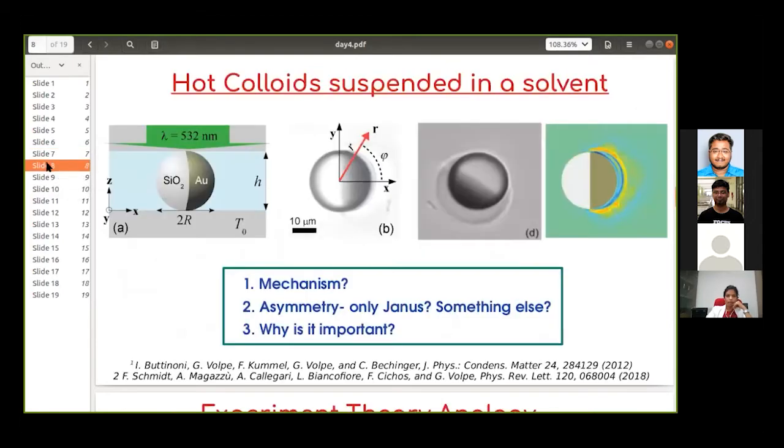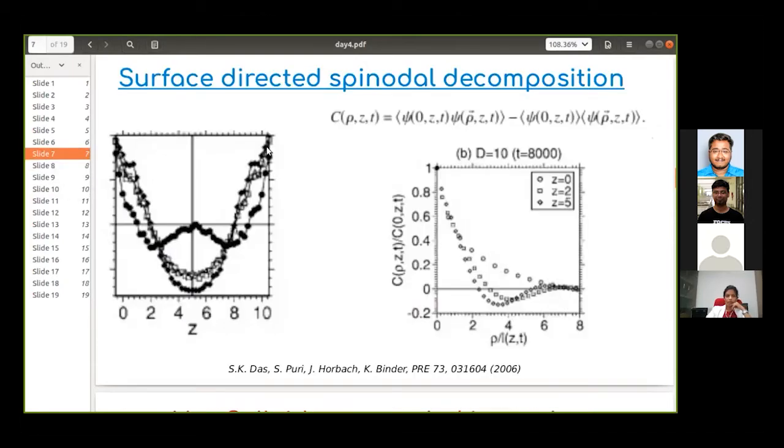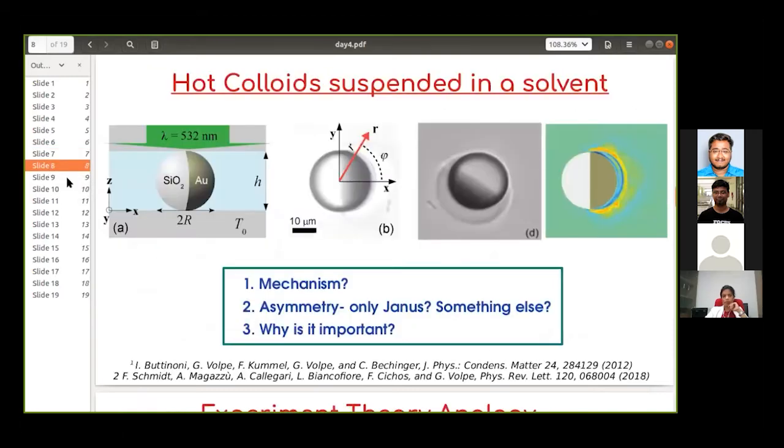And this is something now we would like to be interested in looking at, a very interesting topic, which is mainly these hot particles, or the hot Janus particles, which are suspended in a solvent. Okay, and if you remember, this is an example of confined fluids which I mentioned during the first lecture, on the very first day.